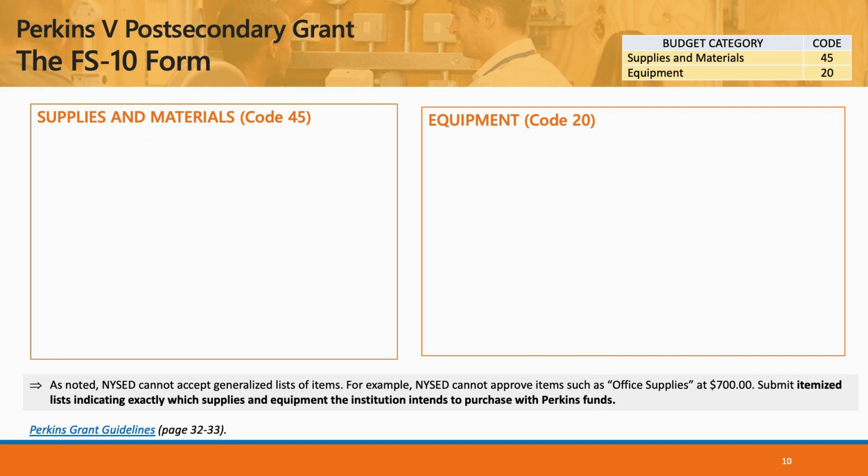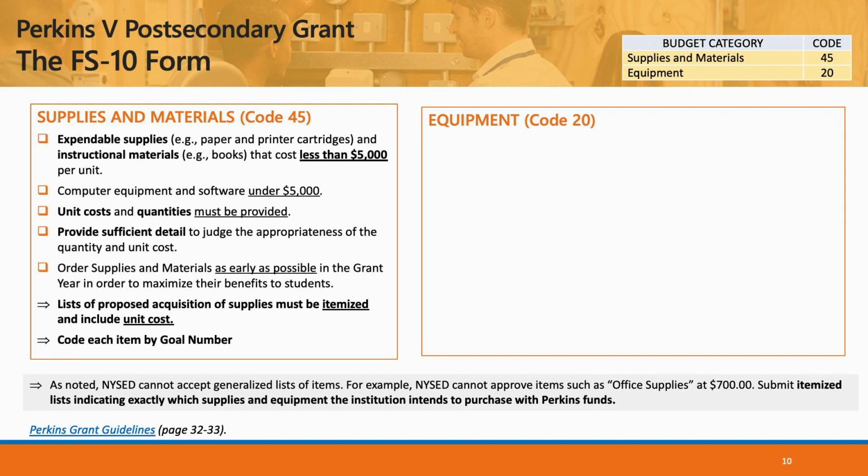Regarding supplies and materials, Code 45, please keep in mind, supplies and materials refer to expendable supplies like paper and printer cartridges and instructional materials such as books that cost less than $5,000 per unit. This includes computer equipment and software under $5,000. Unit costs and quantities must be provided. Provide sufficient detail to judge the appropriateness of the quantity and unit cost. Order supplies and materials as early as possible in the grant year to maximize their benefits to students.